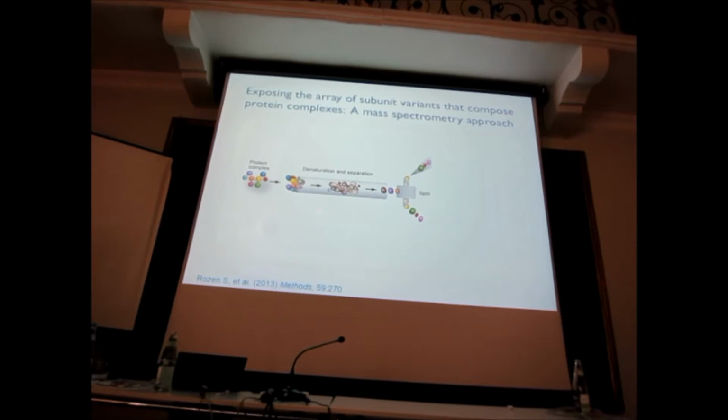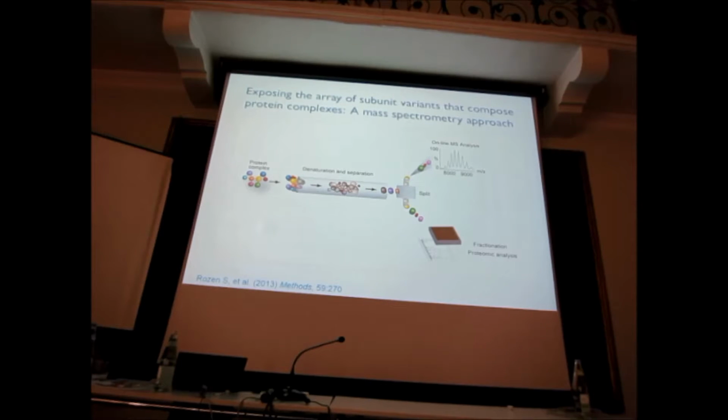We then use a monolithic column that we synthesize in the lab to separate the subunits from one another, and then the diluted flow is split to 2. One fraction goes directly to the mass spectrometer, and this allows us to measure the intact mass of the subunits. And then we can actually determine how many coexisting states of the same subunit are present.